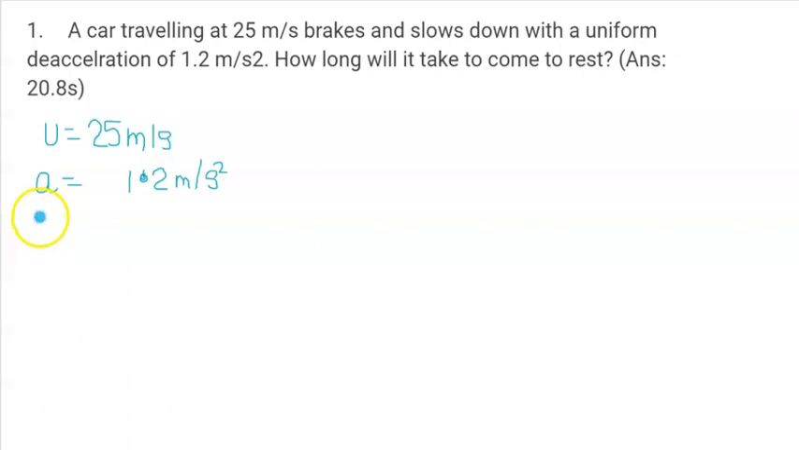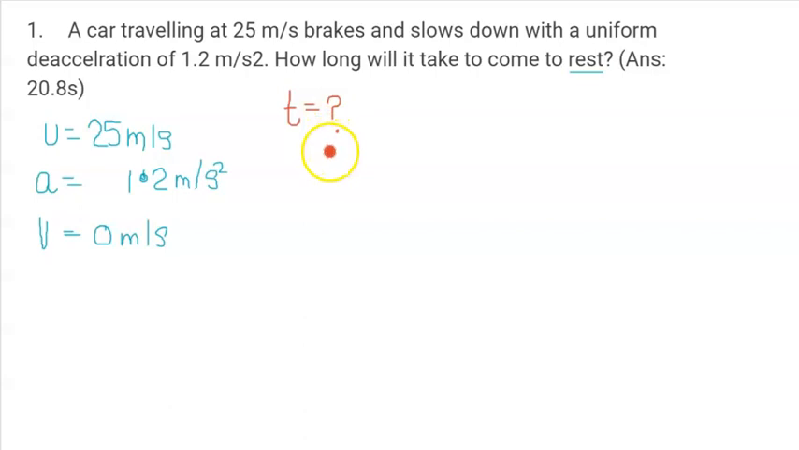So t is the missing, but we have the v. Do we know the value for the v? Because it came to rest, which means the v has to be 0 meters per second. And what we're trying to find out? We are trying to find out the t. T is the missing bit.